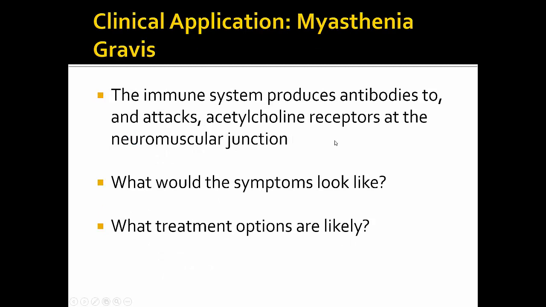Another clinical thing is a disorder called Myasthenia gravis. The immune system produces antibodies to and attacks acetylcholine receptors at the neuromuscular junction. So it's an autoimmune disorder. In this case, your body has decided that it doesn't want your acetylcholine receptors to help your muscles contract. So you get weak, flaccid-looking muscles.